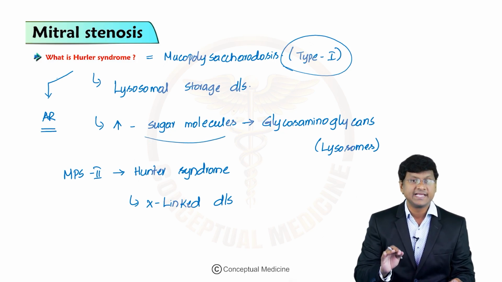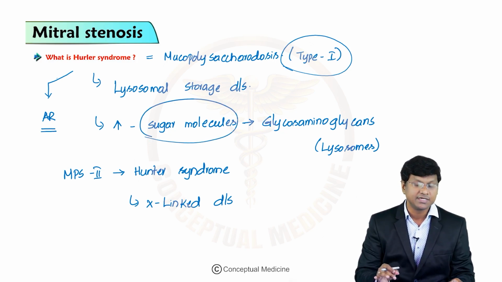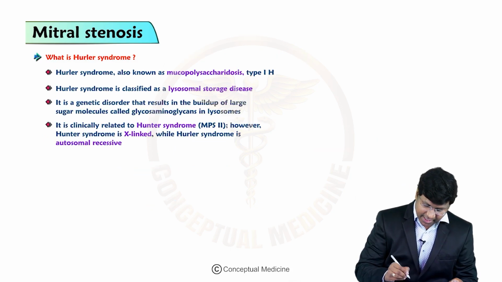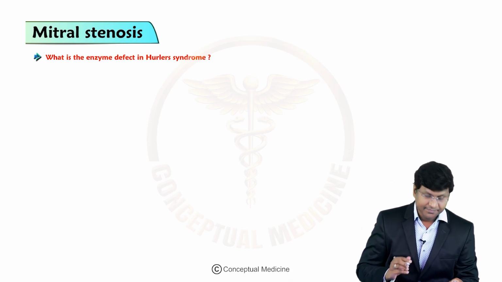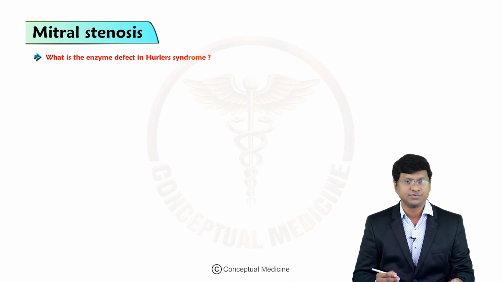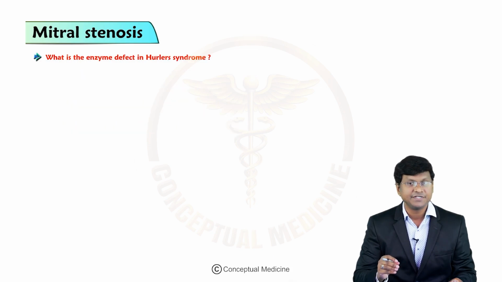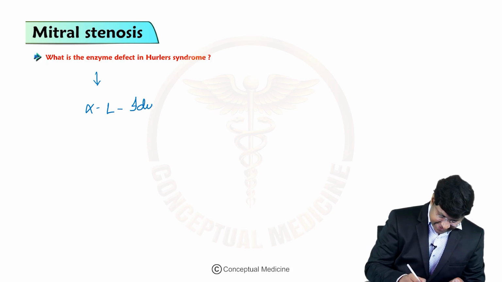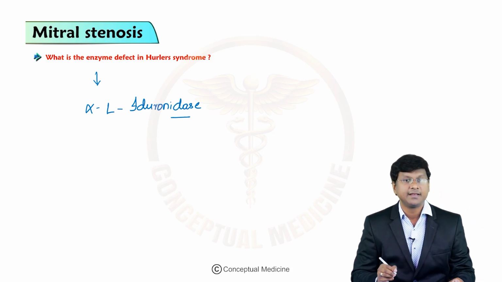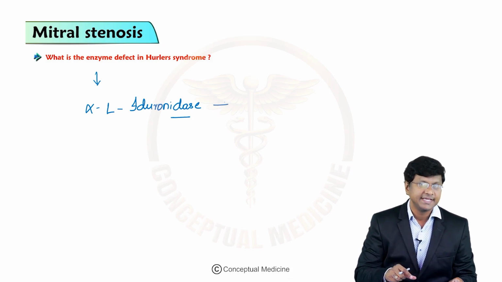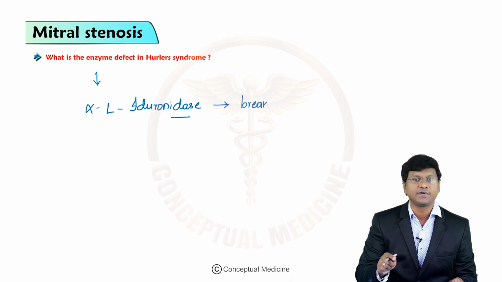Now you need to know what is the exact enzymatic defect in Hurler syndrome. Actually in Hurler syndrome, what is happening? There is increase in the accumulation of the sugar molecules, and that includes the glycosaminoglycans. And what is the enzyme defect in the Hurler syndrome? The underlying mechanism is deficiency of alpha L iduronidase. This is the enzyme which is responsible for the breakdown of glycosaminoglycans.